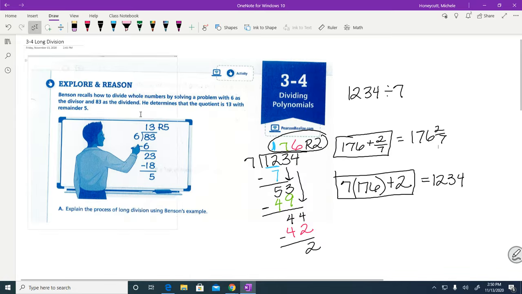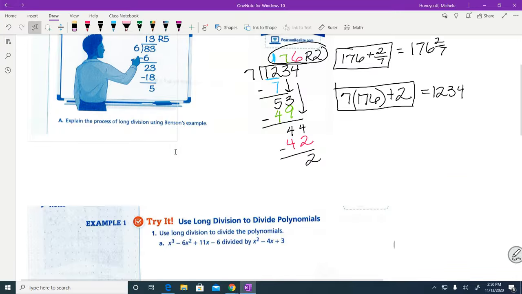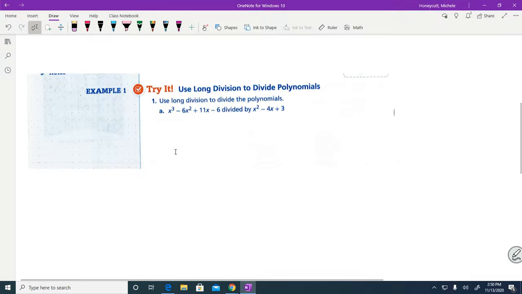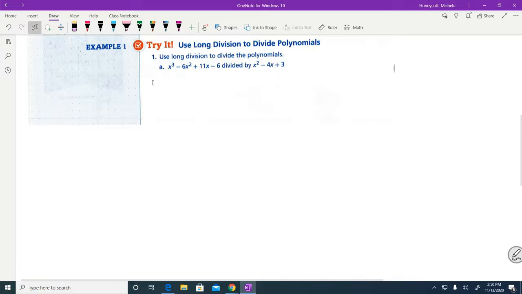Now, go ahead and pause the video and see if you can divide 86 by 3 and see if you get 13 remainder 5. Just practice on your own. All right, so now let's talk about long division with polynomials.